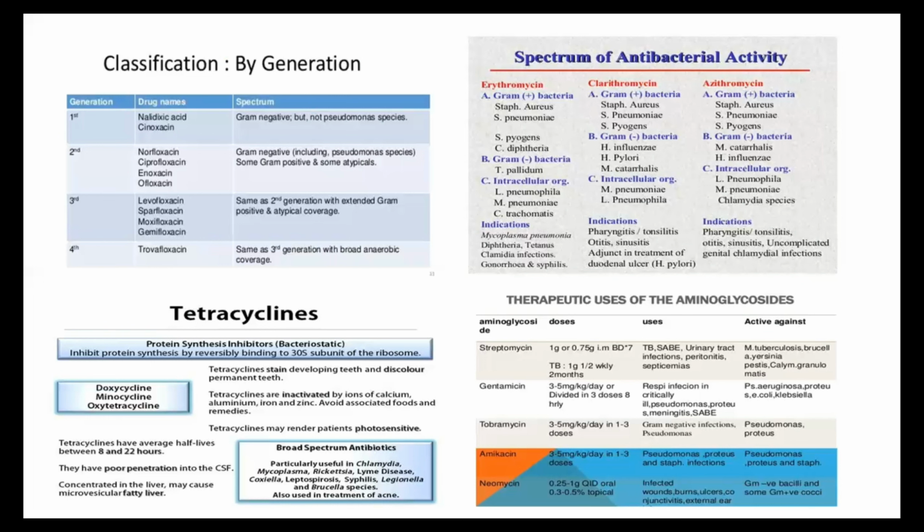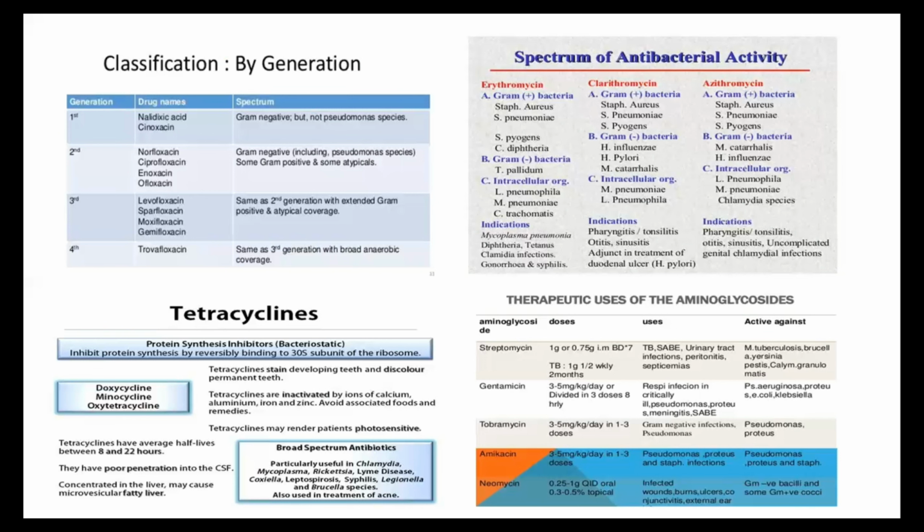Therapeutic uses of aminoglycosides include streptomycin 1 gram IM BD or 0.75 gram IM BD for 7 days, used in TB, UTI, peritonitis, and septicemia. Streptomycin is effective against Mycobacterium tuberculosis, brucellosis, Yersinia pestis, and Klebsiella granulomatis. Gentamicin is given 3 to 5 milligram per kg per day divided in 3 doses, 8 hourly, for respiratory infection in critically ill patients, Pseudomonas, Proteus, and meningitis.